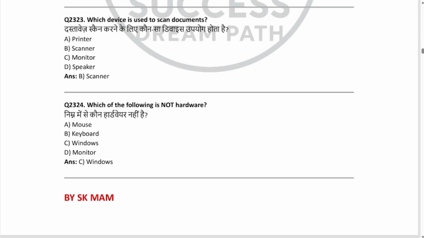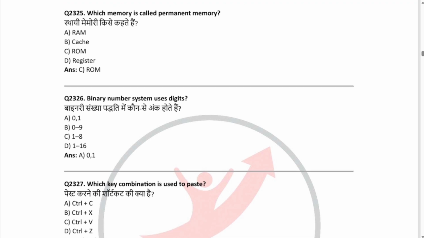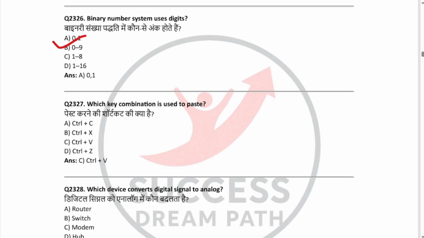Which device is used to scan documents? A scanner. Which of the following is not hardware? Windows. Which memory is called permanent memory? ROM. Binary number system uses digits 0 and 1. Which key combination is used to paste? Control plus V.